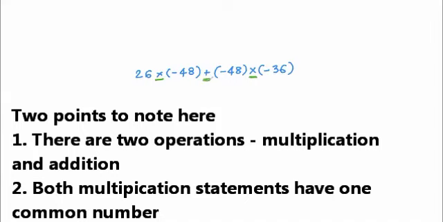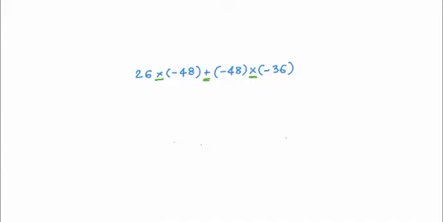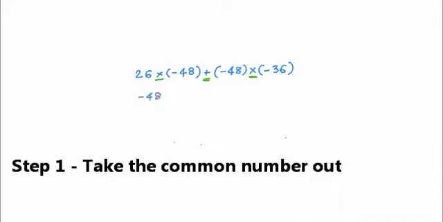Whenever we see two types of operation, think about distributive property. Now, what you need to find is, do you see a common number in both these multiplications? The first multiplication is 26 into minus 48. And the second multiplication is minus 48 into minus 36. Now we see that minus 48 is common between them. And hence, using distributive property, we will take the common out. So I'll put minus 48 common out.